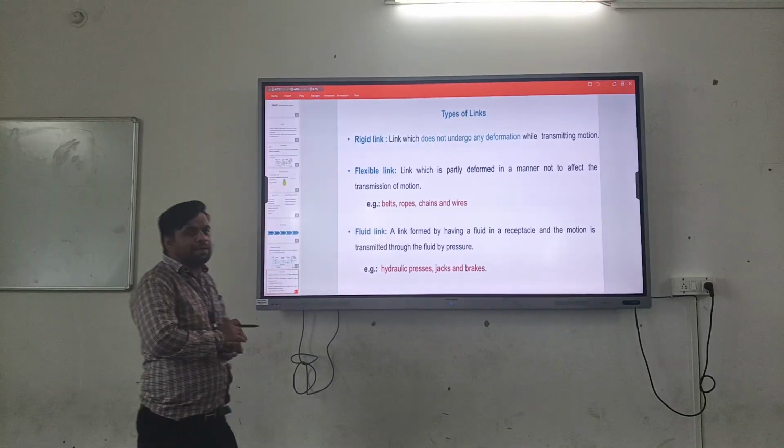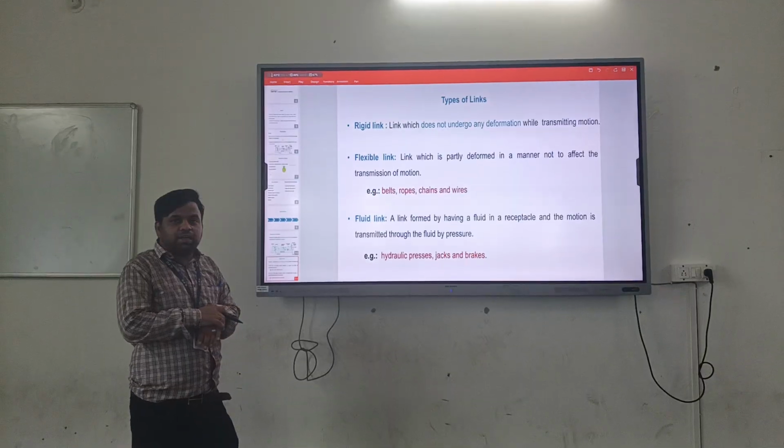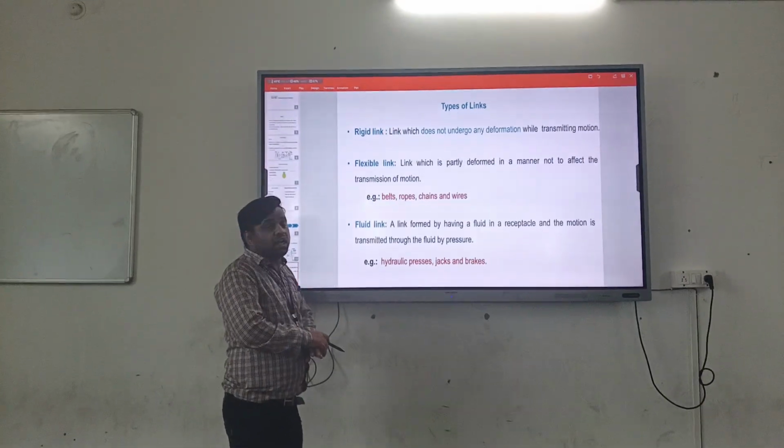And these are the different types of link. First is the rigid link, second is the flexible link, and third is the fluid link.